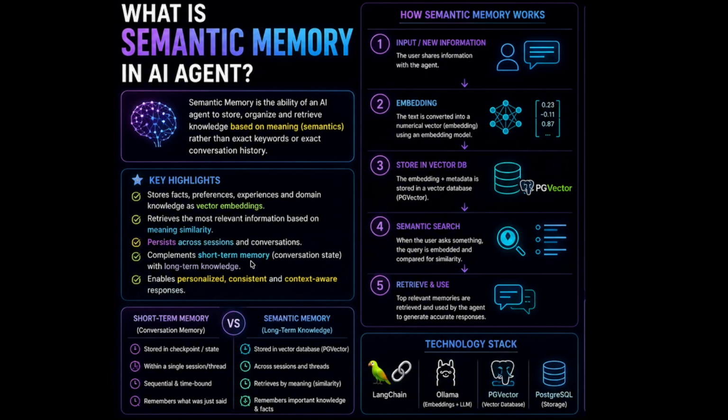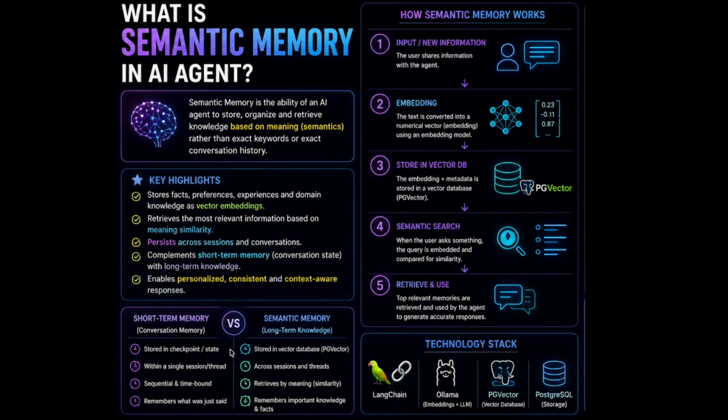It complements short-term memory. In the previous session, we learned how to store the conversation history in PostgreSQL. It is a plain database and we saw how AI can retrieve from the database. But this is different. Instead of storing it as a conversation history, it stores it as vector embeddings, which enables personalized, consistent and context-aware responses.